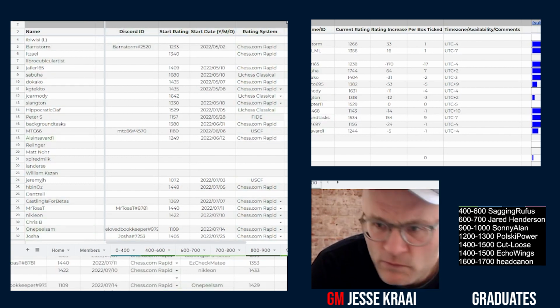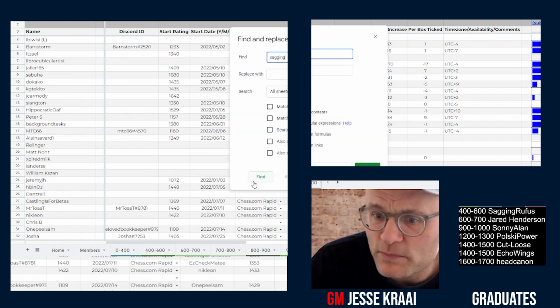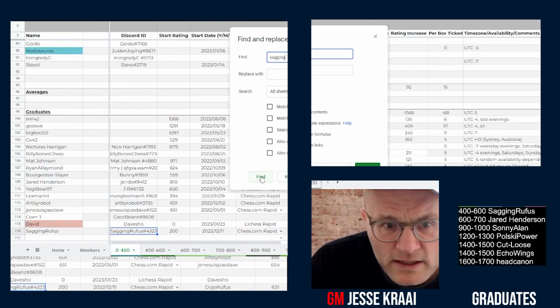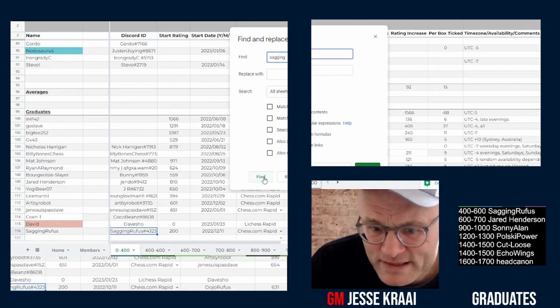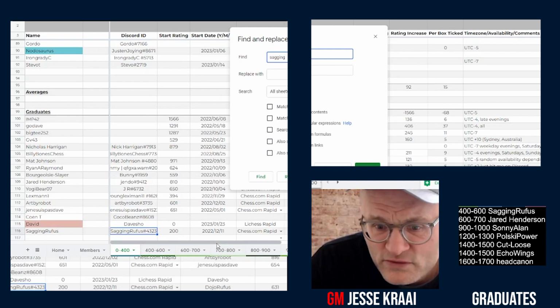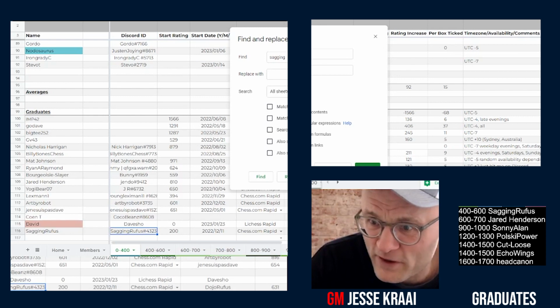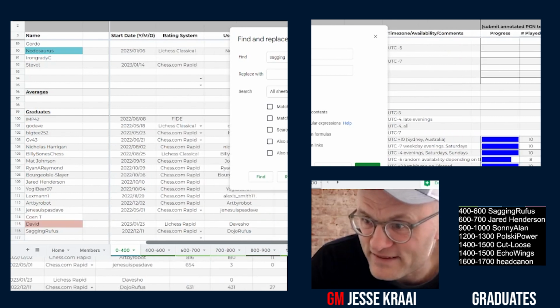Anybody can go see what's going on in the scoreboard, and we're just going to take a spy here. This is also for my benefit in that I like to see what people did, how they got to where they are. So as you can see, Sagging Rufus started at a 200 chess.com rating and has now got a 631, my friends. 631. Rating increase of 431. Per box ticked, 27. Amazing.